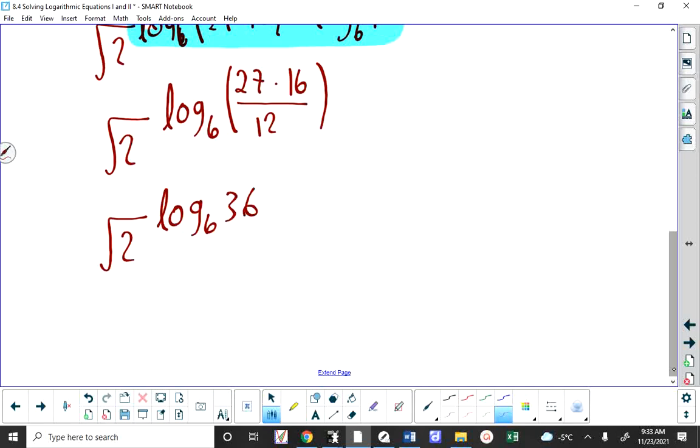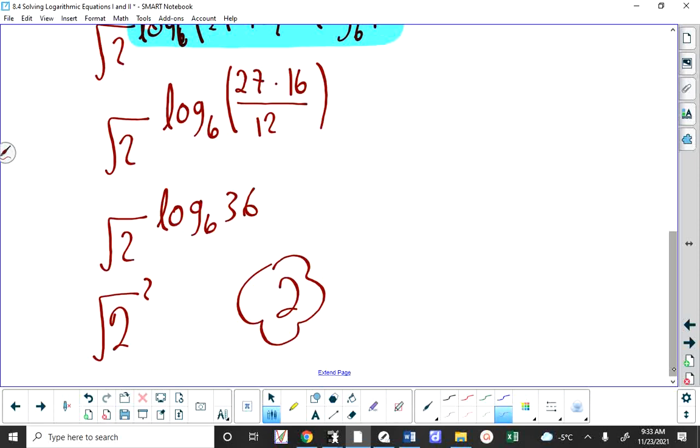should know that log base 6 of 36 is 2 because 2 is the exponent to which you raise 6 to get 36. So we end up with root 2 squared, which gives us 2. Is that okay? Any other questions? Go ahead, Ryan.